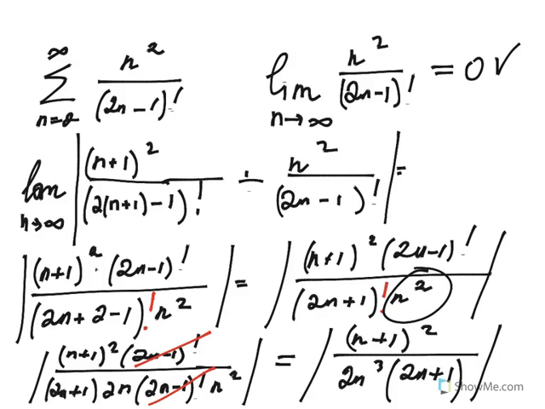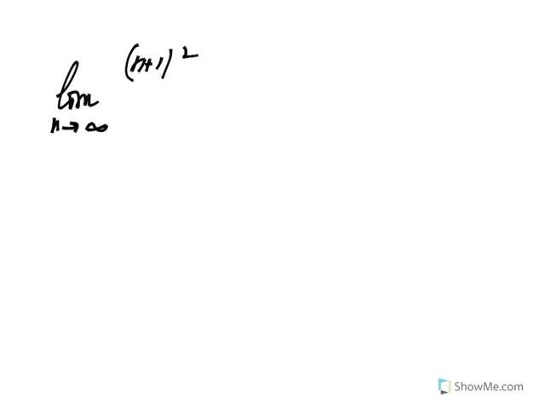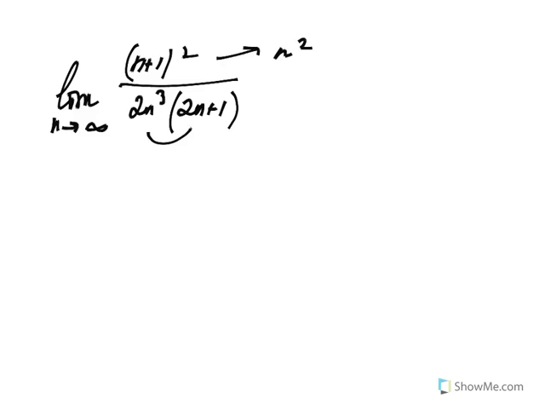So let me just copy it here. So limit as n approaches infinity. So we got n plus 1 squared, I believe. Yes. And then we got 2n cubed, and then 2n plus 1. So we have here, it's n squared on the top. On the bottom here, it's 4n to the 4th.